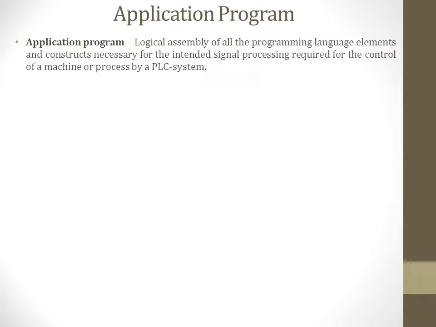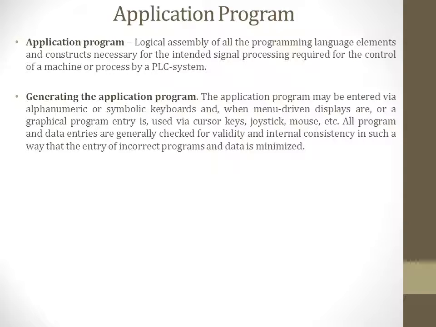The application program, as we said in our last lessons, is the logical assembly of all the programming language elements and constructs necessary for the intended signal processing required for the control of a machine or process by a PLC system. Generating the application program: we will talk about how we can generate it.